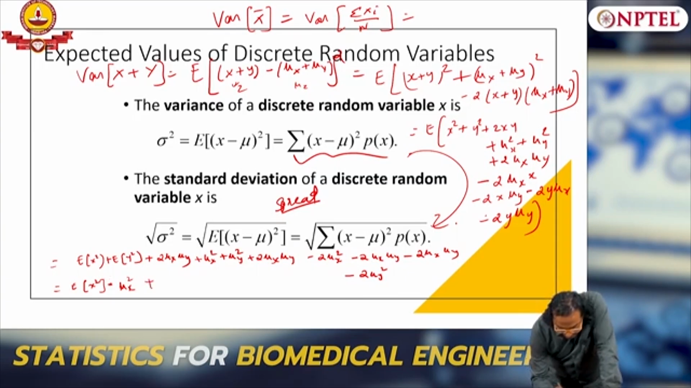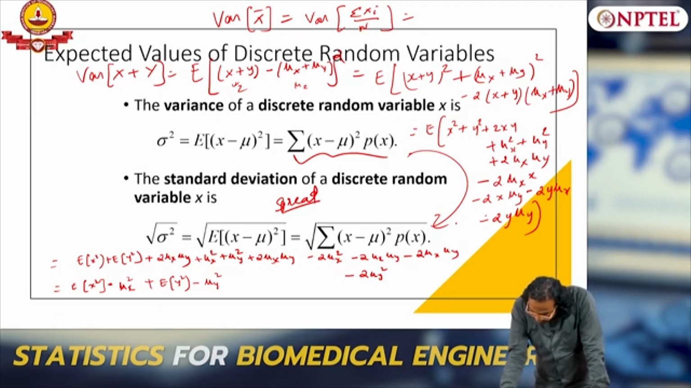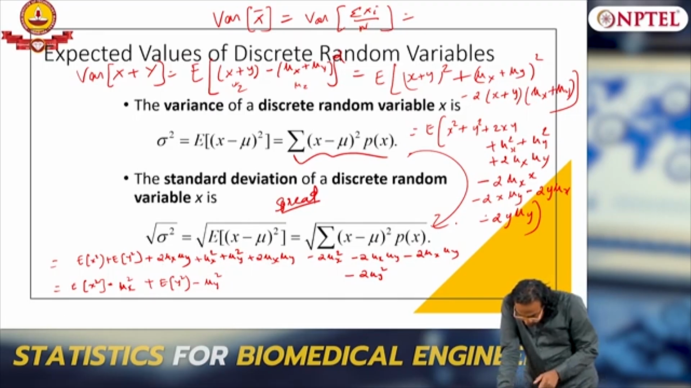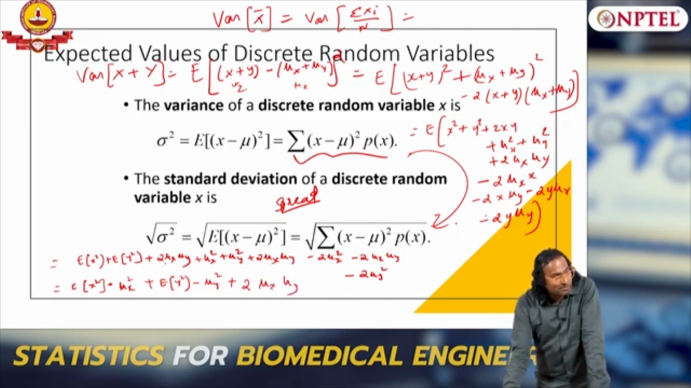Similarly, expectation of y squared minus mu y squared, and there are totally 4 terms, minus 4 mu x mu y, and here how many? Plus 2, how many do I have actually? Did I miss something? Plus 2 mu x mu y, there should be only one. So I have plus 2, 2 plus 2 is 4, 4 minus 2 is 2, so plus 2 times mu x mu y is there.